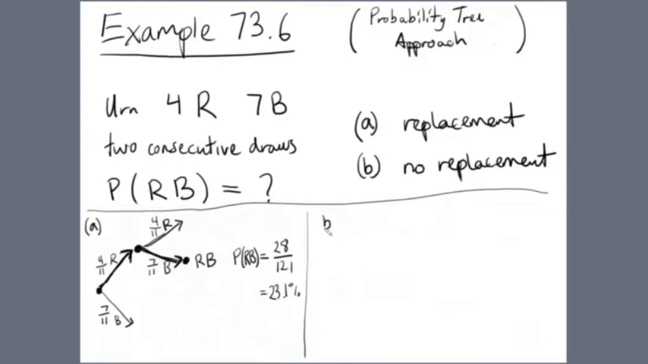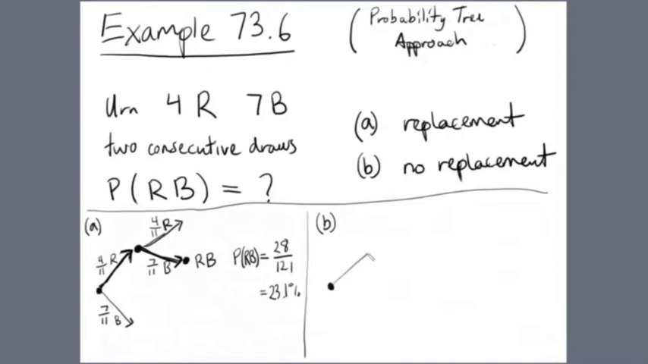Okay, part B. Now there's no replacement, which means the first draw will influence the second draw. In other words, the second draw will be different depending on if we traveled red or we traveled blue. So let's see how that works.